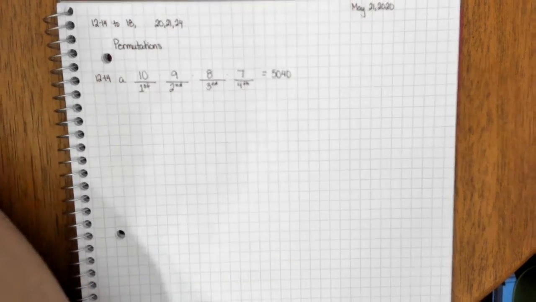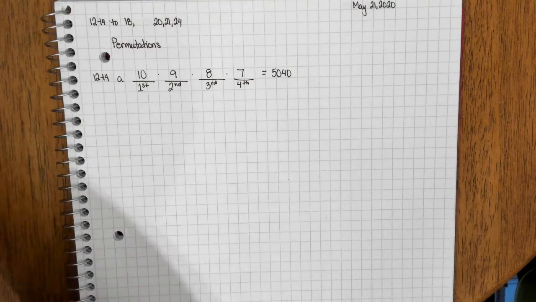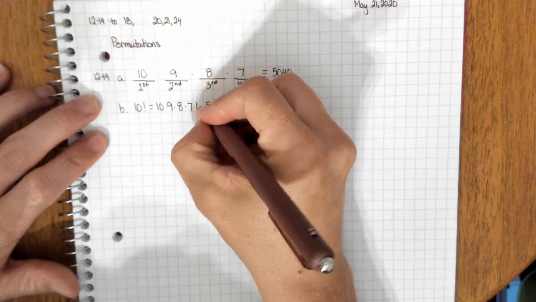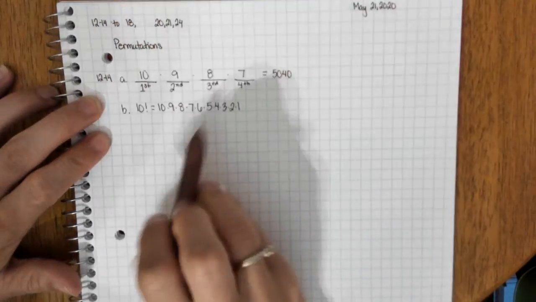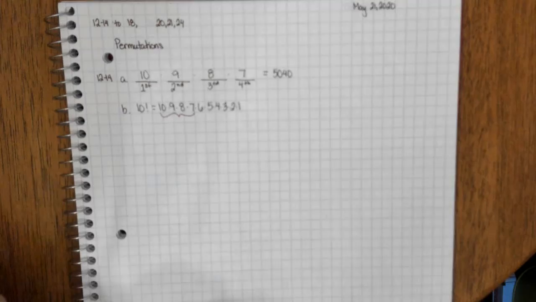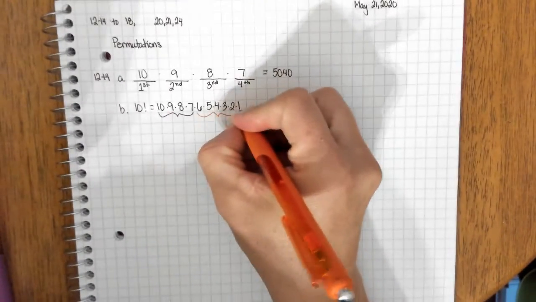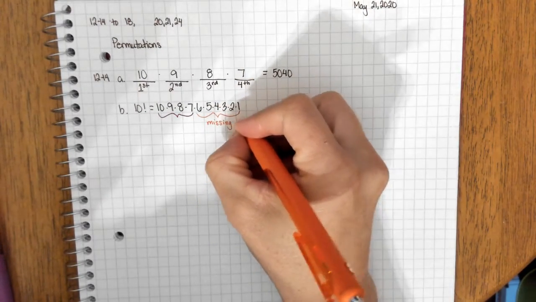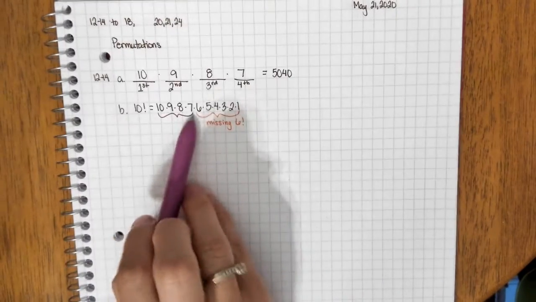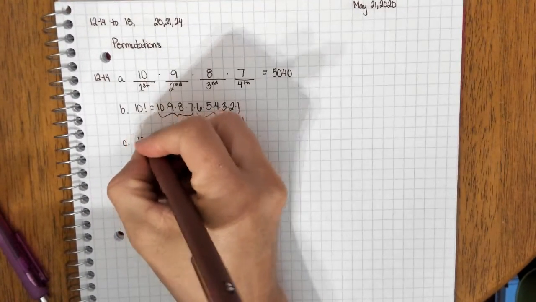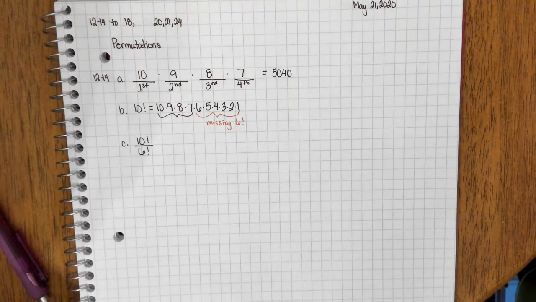Then it says for part B, notice that this is starting to look like 10 factorial. So remember, 10 factorial would be 10 times 9 times 8 times 7 times 6 times 5, 4, 3, 2, 1. So this right here is the first part of it. And then this 6, 5, 4, 3, 2, 1 is what's missing on this top line. And 6 times 5 times 4 times 3 times 2 times 1 is 6 factorial. So that's what's missing from 10 times 9 times 8 times 7. So another way we can write this is 10 factorial divided by 6 factorial.